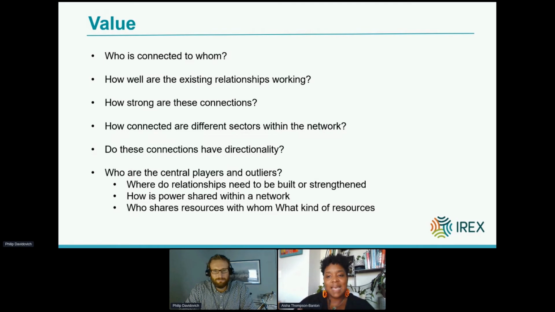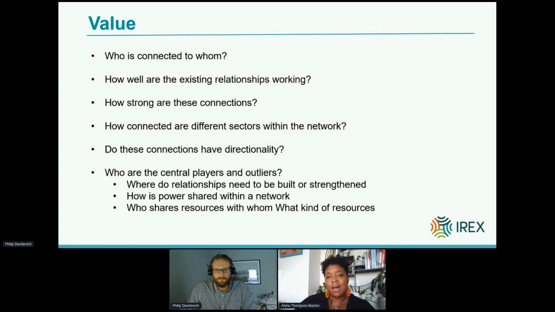What are some of the questions that SNA can help you to answer? On this slide, we see that an SNA can help you answer who is connected to whom. In our fellowship, sometimes that is important to know because we want to know if people are collaborating. We want to know if there's cohesion, or cohesiveness. And so understanding who is connected to whom is important.